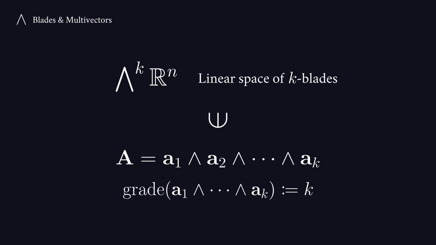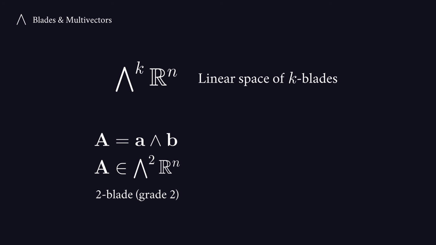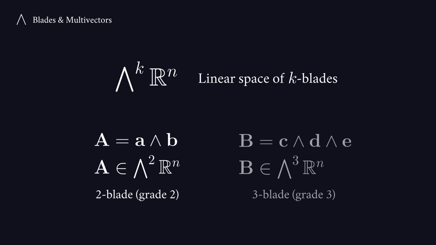In addition, we also have a special symbol called grade. So the grade of a blade is just the number of its vector factors. So for example here, the grade of A1 wedge until Ak just gives us the k. For example, this blade, A wedge B, lives in this linear space of 2-blades. So it has grade 2. And the capital B blade here lives in the 3-blade space. So it has grade 3, and the vectors, of course, they always come from the field Rn.